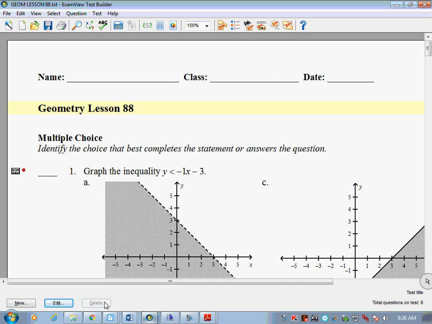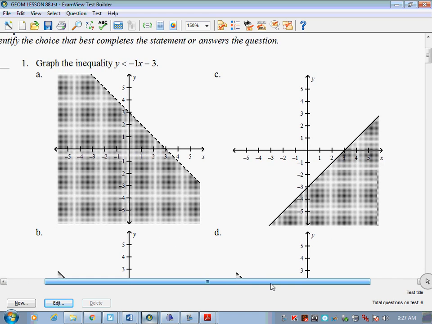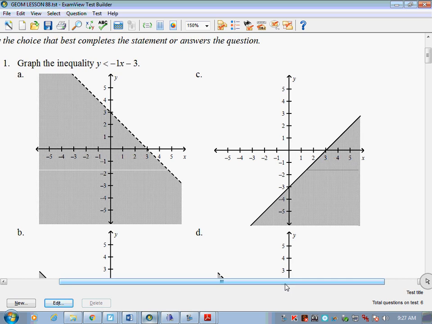All right, so we want to graph an inequality. We have y is less than negative 1x minus 3. So the negative 1x minus 3, that's my slope-intercept form. What should be the y-intercept of that equation? What number in there represents where I'm crossing the y-axis at? Negative 3.